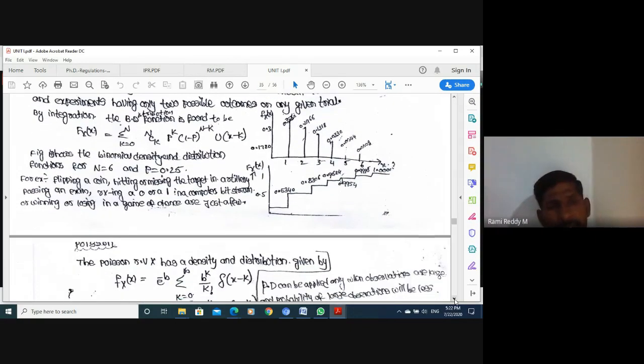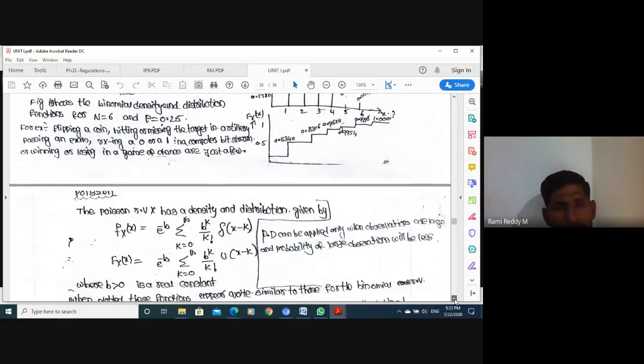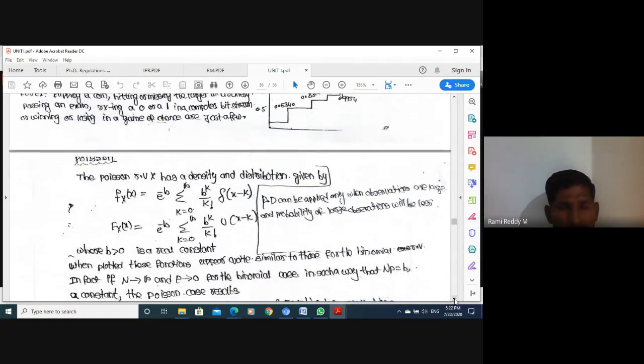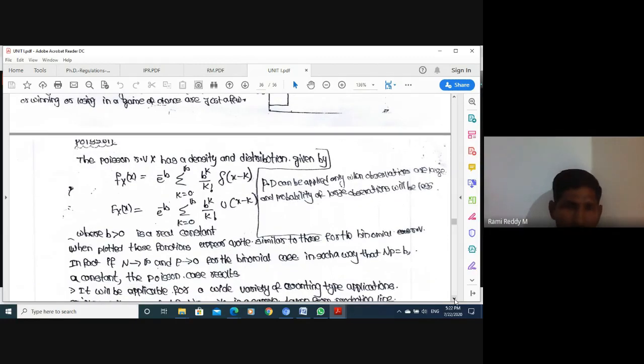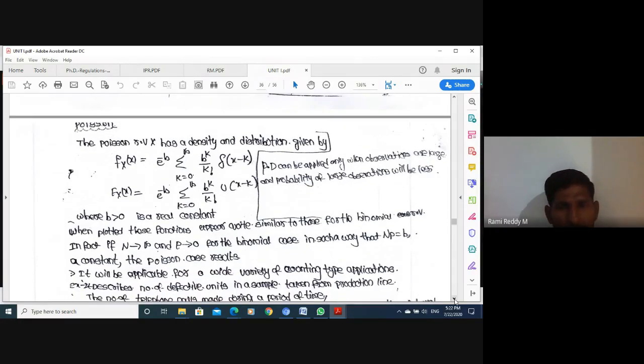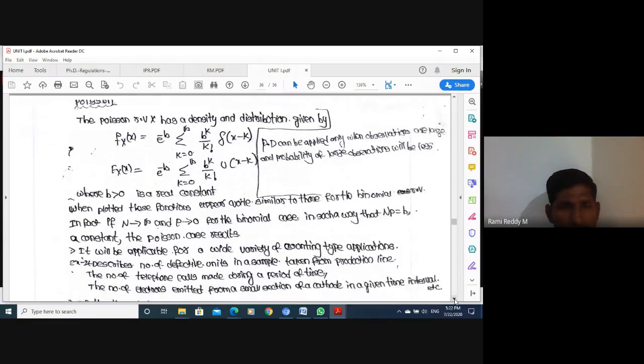The next random variable is the Poisson random variable. The Poisson random variable x has density and distribution functions: fx(x) = e^(−b) summation over k from 0 to infinity of b^k/k! δ(x−k), and Fx(x) = e^(−b) summation over k from 0 to infinity of b^k/k! u(x−k). The waveforms will be similar to the binomial random variable.